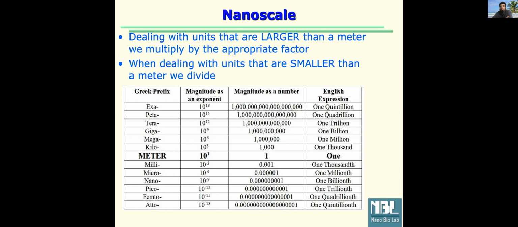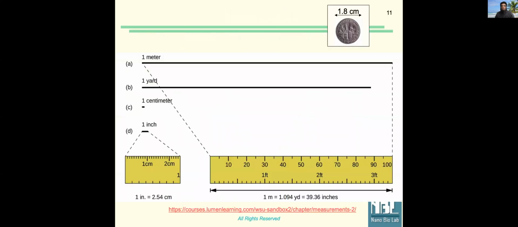Or if you have to go down in a similar way, instead of multiplying with that factor, we divide with that factor. So 10 to the power minus 3 is millimeter, milligram, and that would mean a 1,000th of a meter. Keep on going down: micrometer, nanometer, picometer, femto, atto. So that's how you would convert from one size or one dimension to the other.